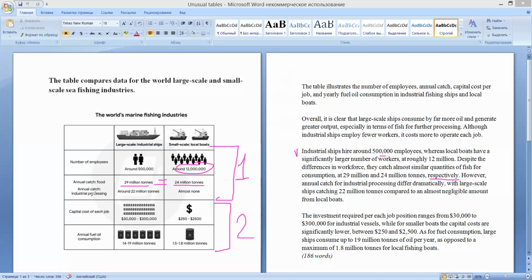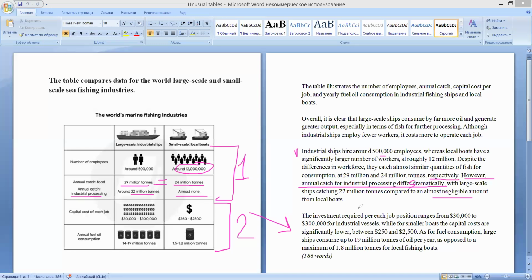However, the annual catch for further processing differs dramatically. Annual catch for industrial processing. Do you see a mistake in the sentence? Can you figure it out? Differs, right? Dramatically. Annual catch differs, with large-scale ships catching 22 million tons compared to an almost negligible, insignificant amount from local boats. Almost none. 22 million tons. Wow. And then we move to the second paragraph.